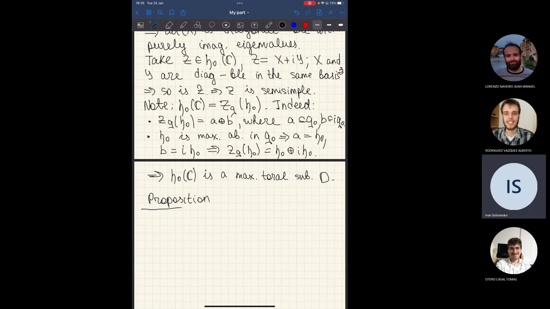Okay, so now we can formulate the main proposition. So suppose I give you G complex semisimple, and then I give you theta an involution.